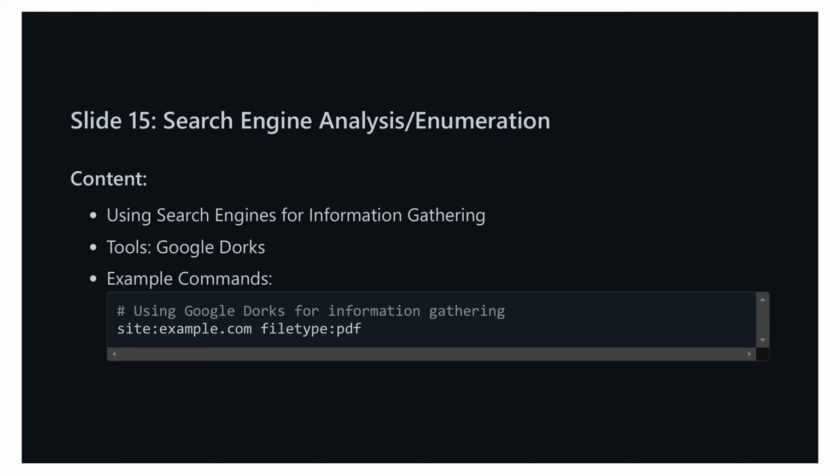For instance, you might use a command like site:example.com filetype:pdf to find PDF documents within a specific domain. Google Dorks can reveal a treasure trove of information, from hidden directories to confidential documents, all by leveraging the power of search engines. On our next slide, we will cover the essentials of network sniffing. We'll discuss tools like Wireshark and tcpdump and how to use them for capturing network traffic, ensuring you have a comprehensive toolkit for your information gathering needs.